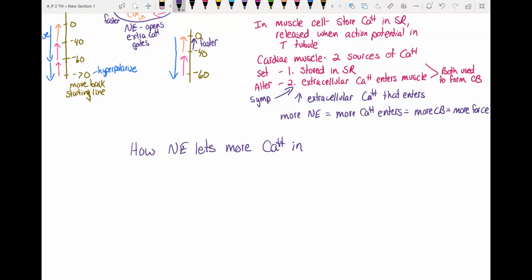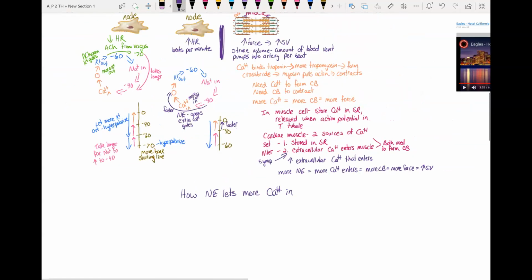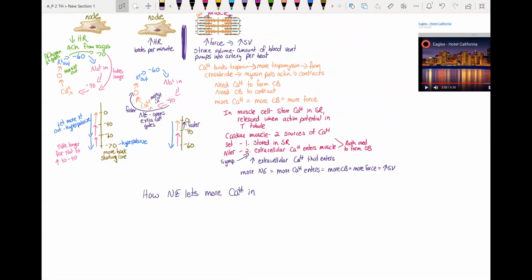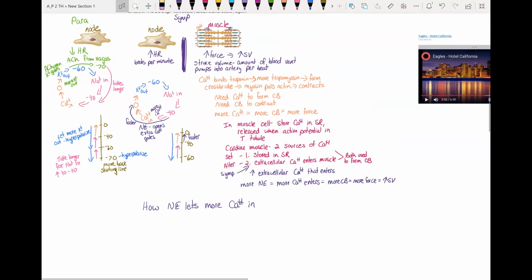Now this part is going to be the same for both the node and the muscle. So again, remember, it's important to keep node and muscle separate. When we're talking about the node, we're talking about heart rate. When we're talking about the muscle, we're talking about force and stroke volume. Don't mix those up. But the way norepinephrine lets more calcium in is the same for the node and the muscle. The result of the more calcium is different.